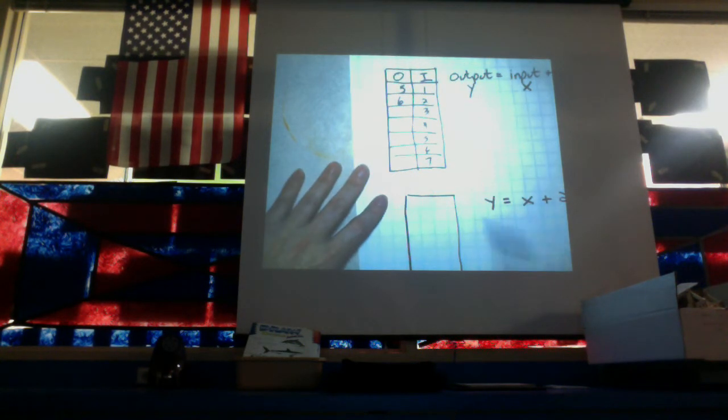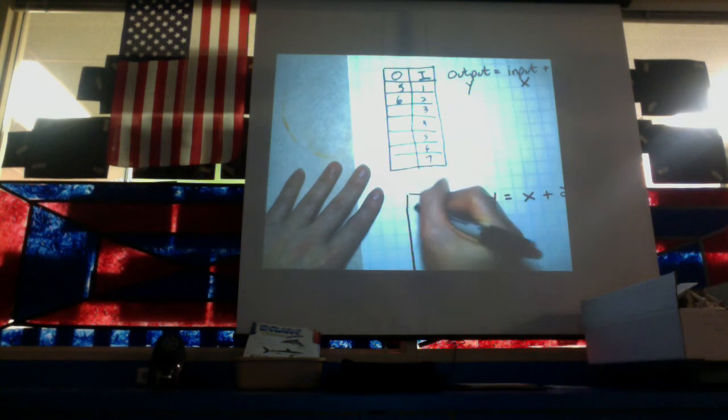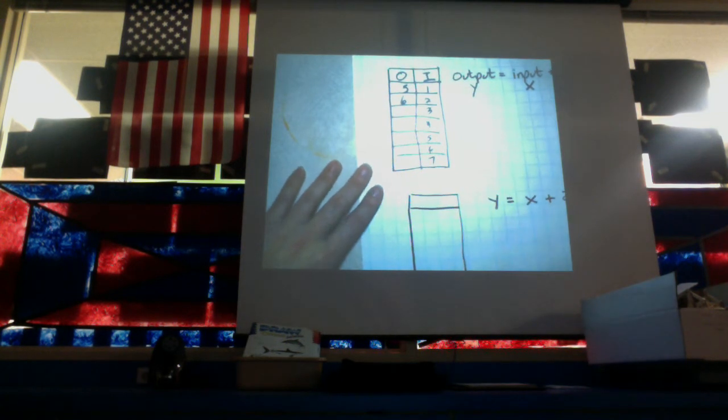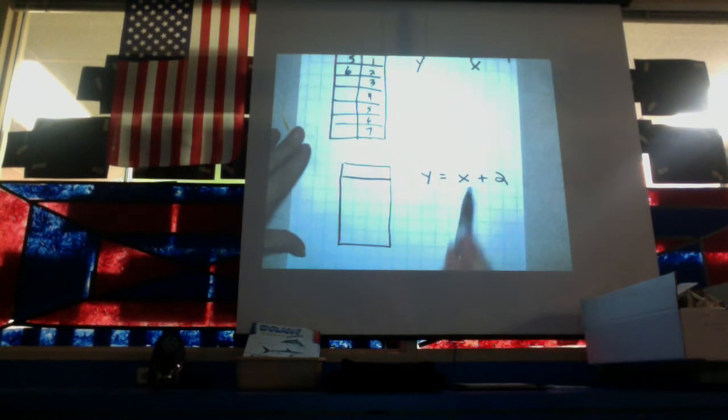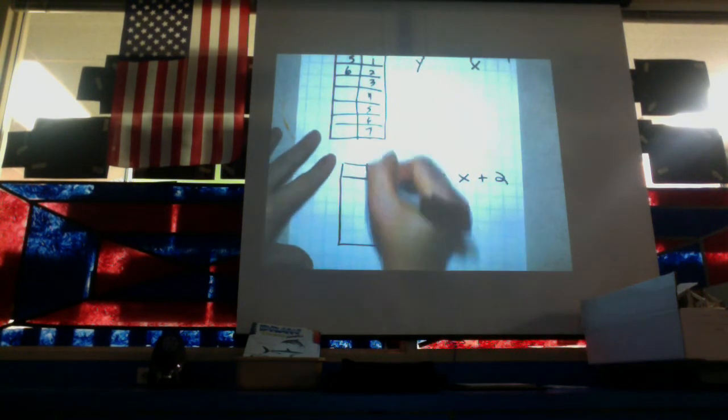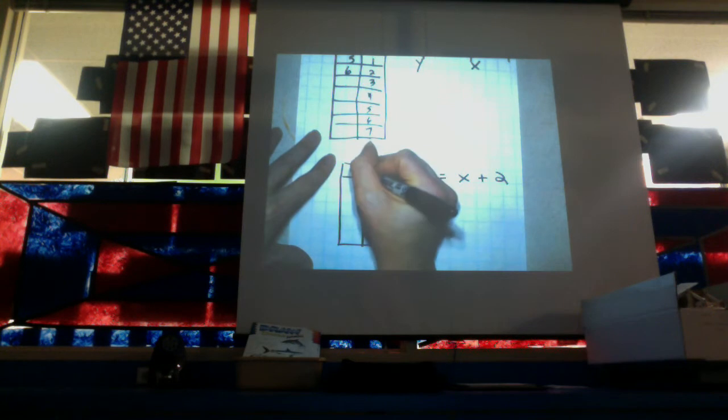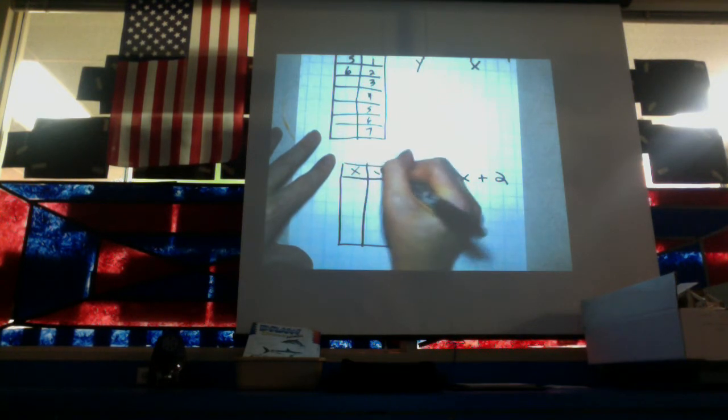A function has an input and an output, x and y. It's doing something. If I put in something for x, I can compute what y is, and then I'm going to draw it out. So when they say, first of all, make a table, I've got my function here, x plus 2 is equal to y. So I'm going to make my table. I've got my x and I've got my y.